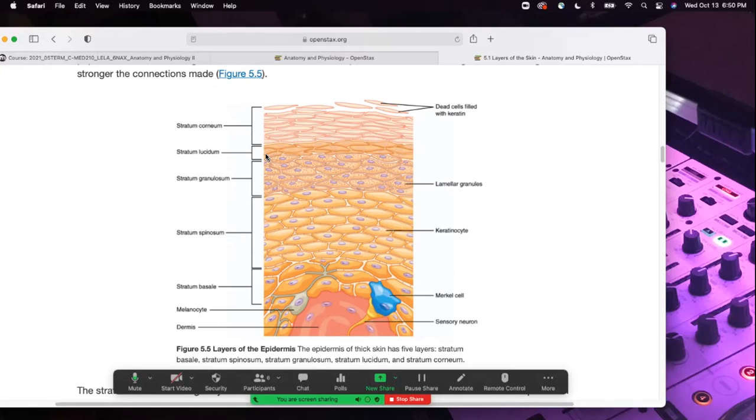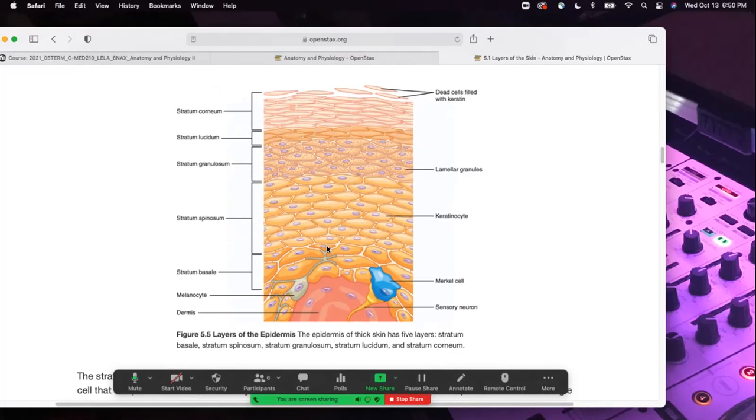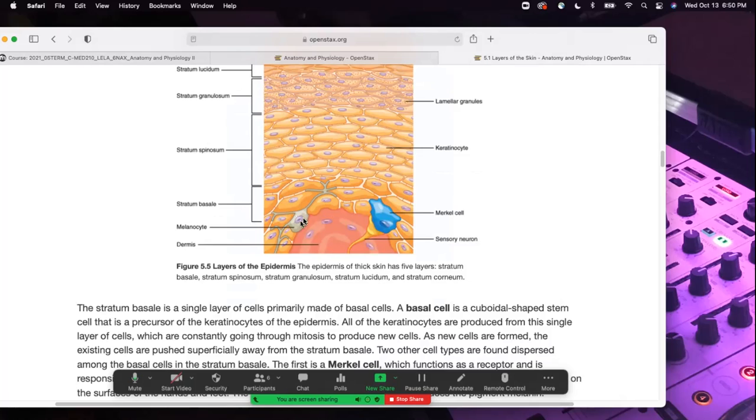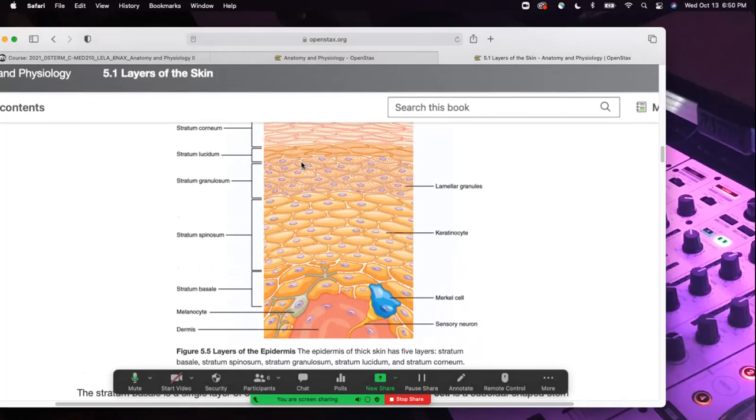So you have the stratum corneum, stratum lucidum, and it's the lucid or the clear. Stratum granulosum, and when you have the word lamellar, it means there are layers of cells that have granules in them. Then you have your spinosum, which has a lot of keratinocytes in it, and that's where we get our waterproof and hardening abilities. And here's the stratum basale, or the basal layer, right? Which is the newest set of cells.